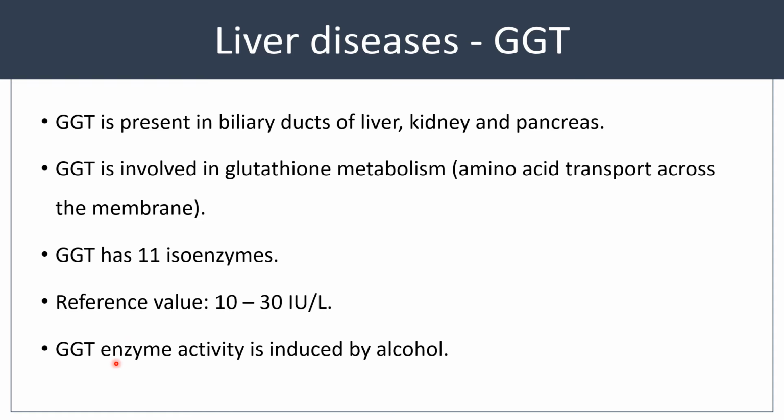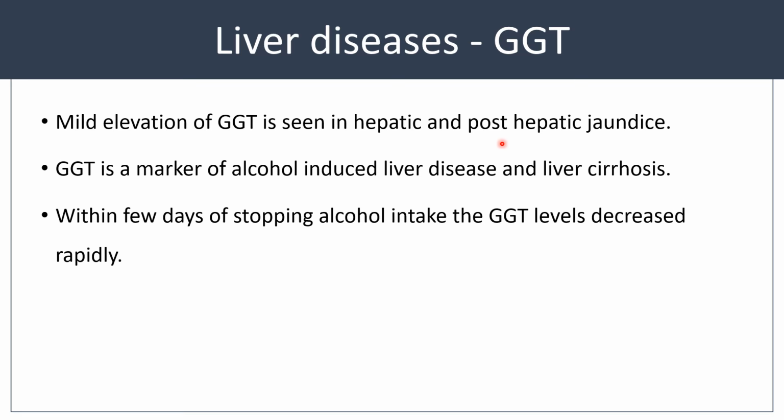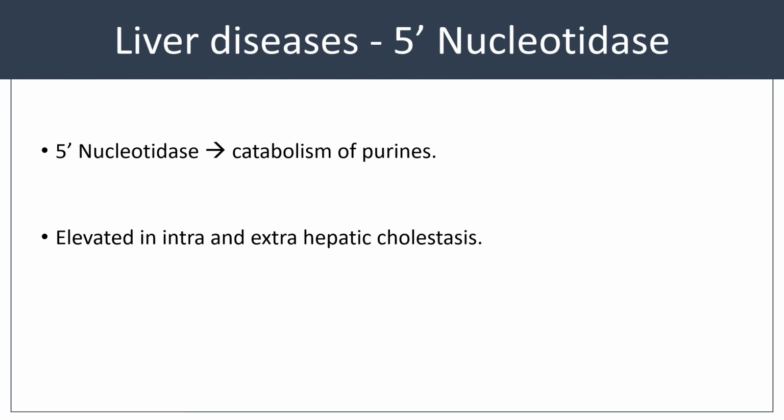It is elevated in very high concentration in alcoholic conditions. It is mildly elevated in hepatic and post-hepatic jaundice, and it is markedly elevated in alcohol induced liver disease. Coming to the last one, 5-nucleotidase. 5-nucleotidase is involved in catabolism of purine. It is elevated in intra and extrahepatic cholestasis.